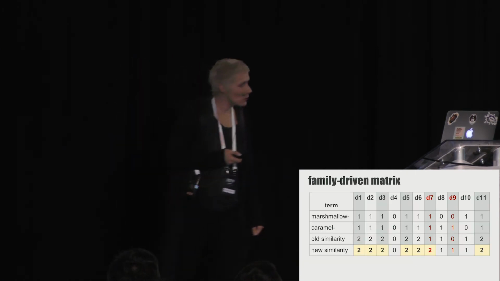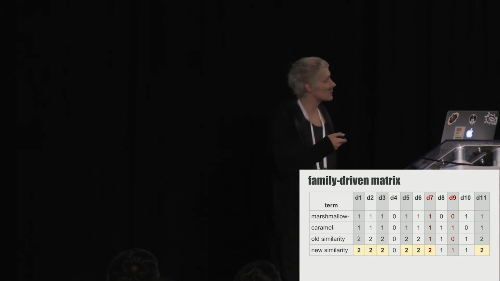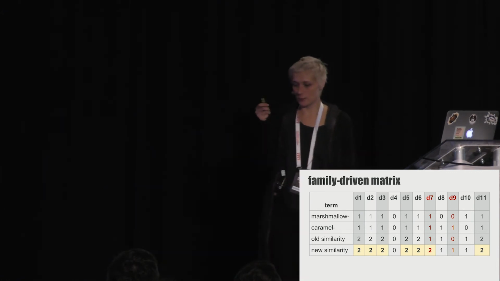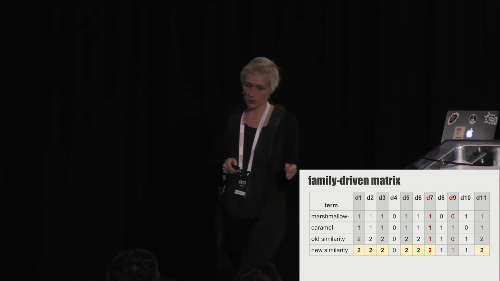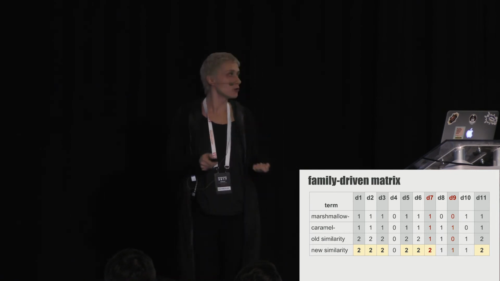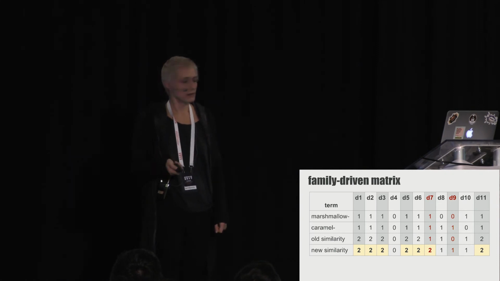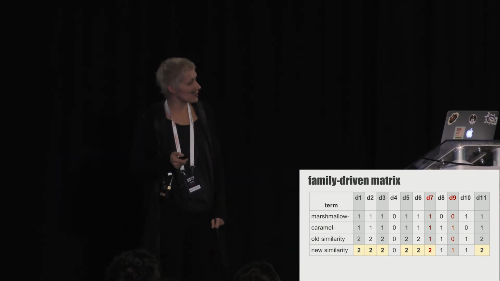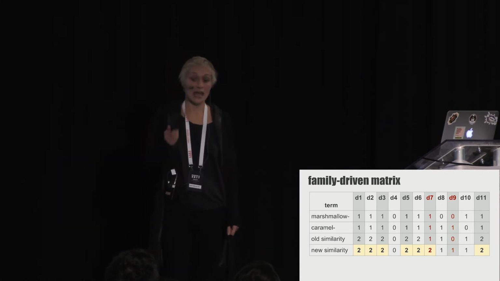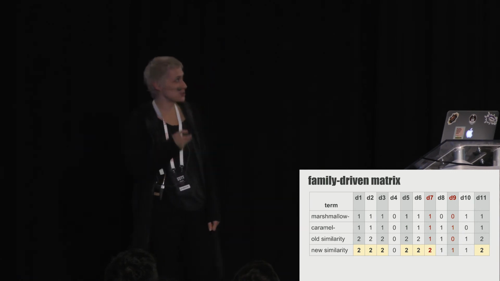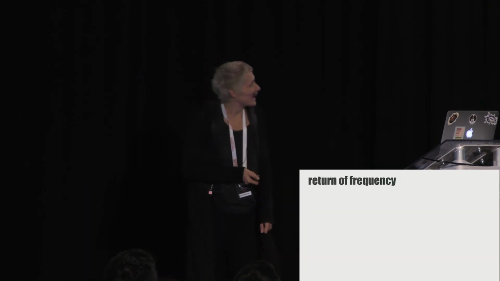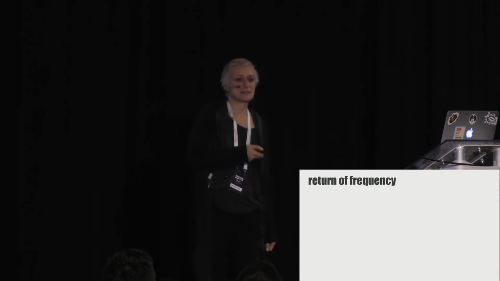So when we adjust our matrix, and we focus not on the words marshmallow and caramel themselves, but on the whole family of marshmallow and caramel, we will get a slightly different outcome, and now we have 7 best matches, which is not cool. So let's get back to the frequency.